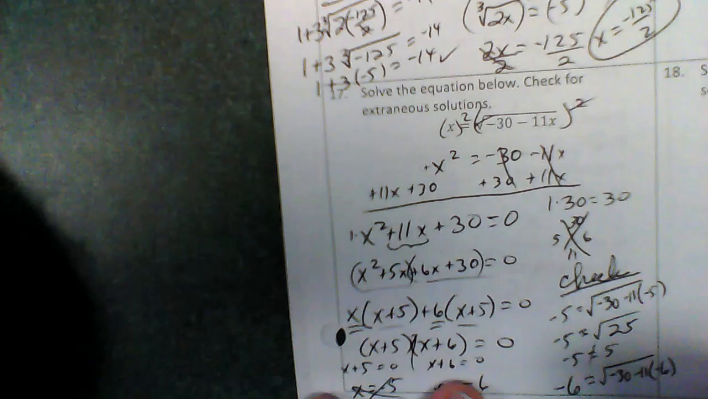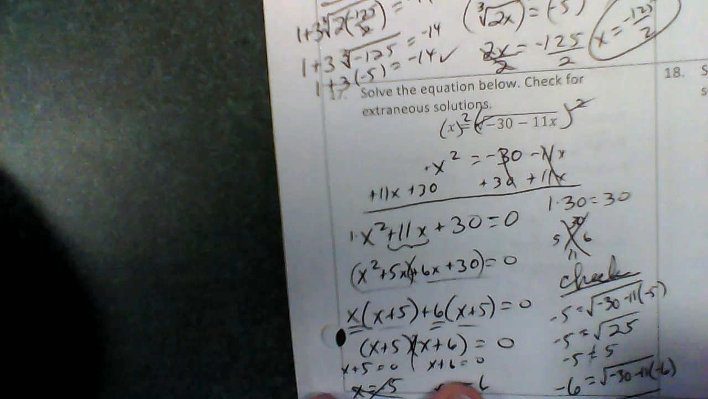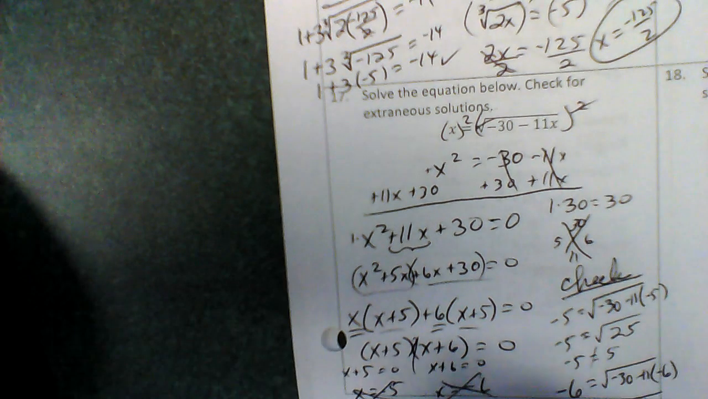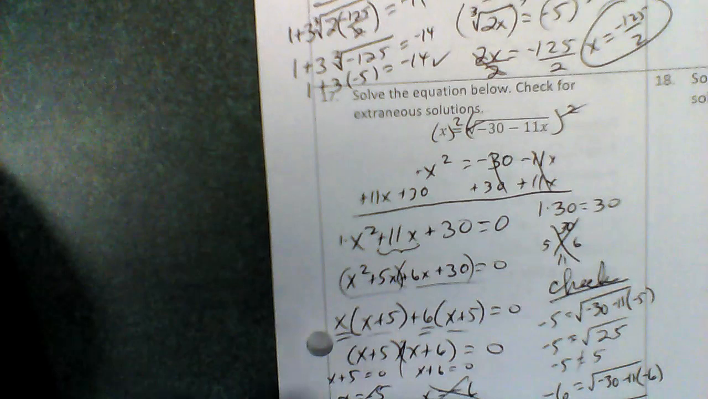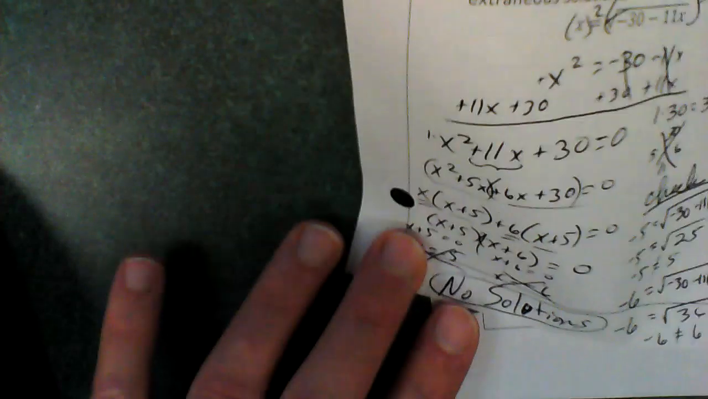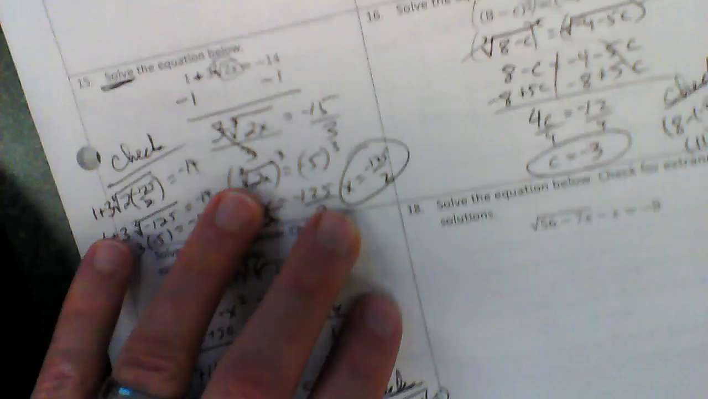So we have positive 6 plus negative 30 is 36. Negative 6 does not equal positive 6. So that doesn't work either. So both of those are extraneous. No solution. You see that? No solution. Moving on to the next problem.